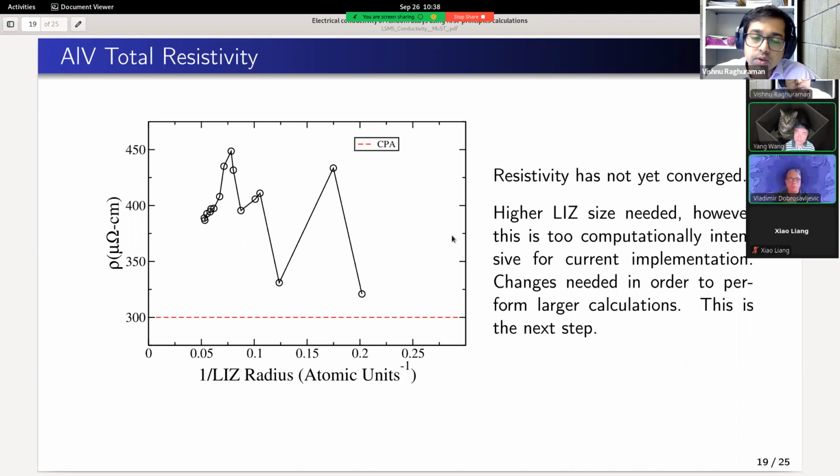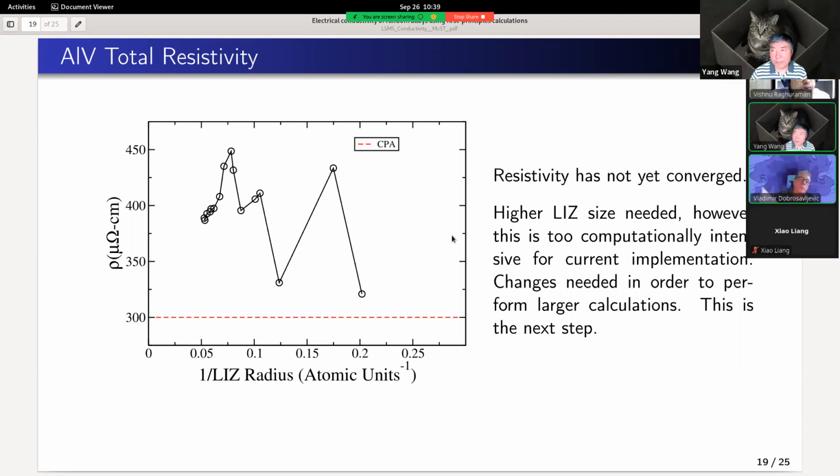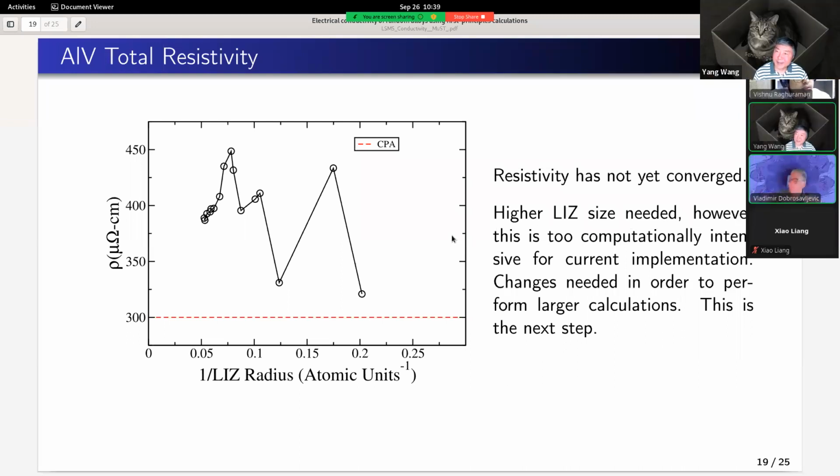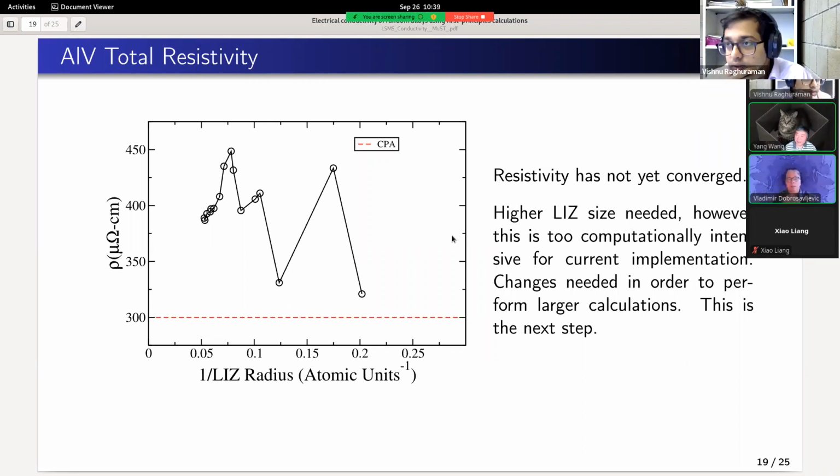So I think this one was for 6x6x6. So 432 atoms. You want to go to larger? I'm afraid you have to go to a larger unit cell. Yeah, because when you increase the LIZ, you're going to include a lot of periodicity into your calculation. Yeah, that's true. But I found that the LIZ size seemed to have a bigger role.